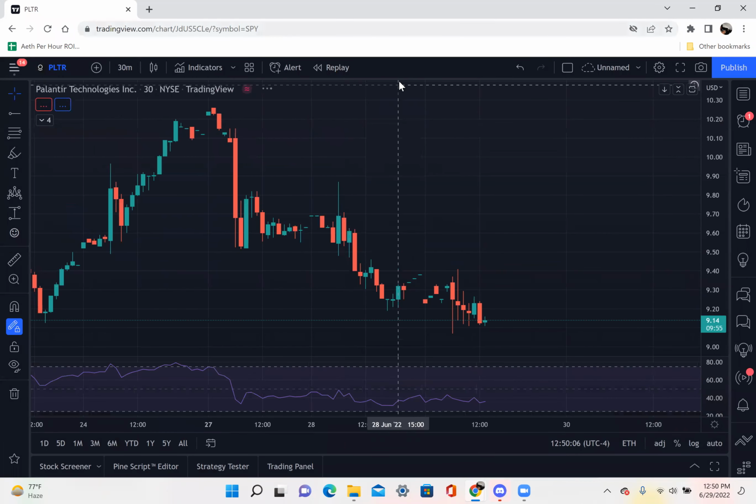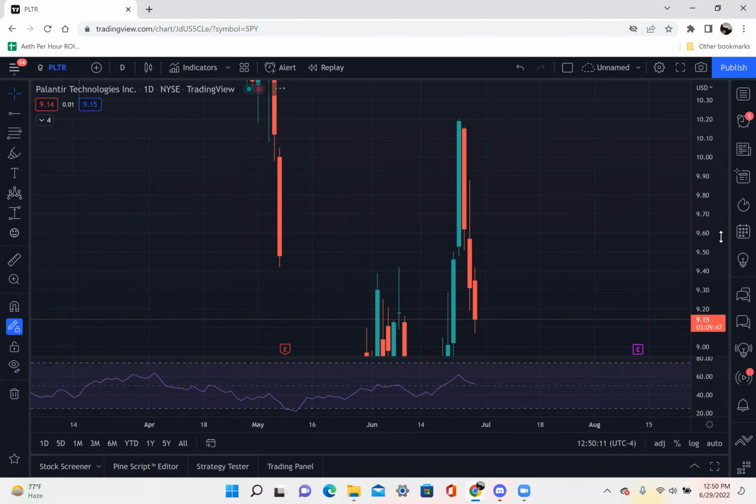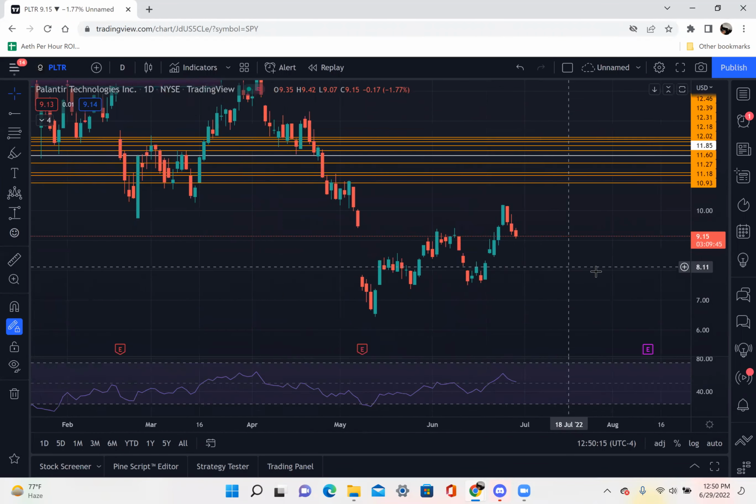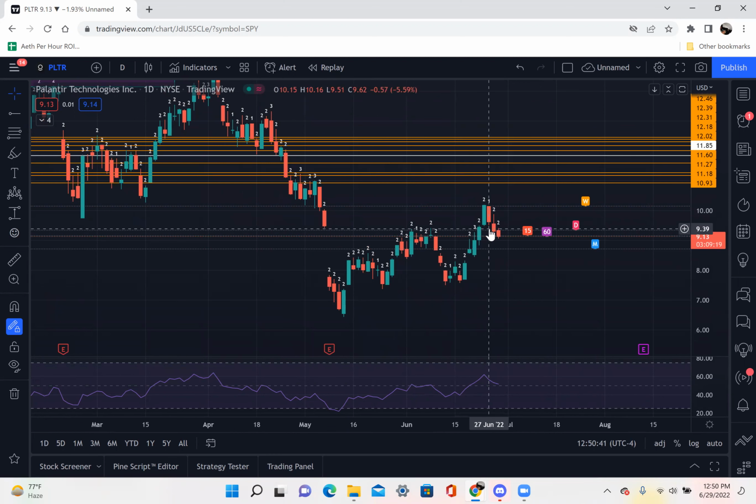So I went to the daily. It was yesterday? Yeah, I think so. And I saw a 2-1 on the daily. Yeah. So I saw a 2-1, and then yesterday I was looking to see what side it would break to, and I was going for a bullish continuation if it was above 10.16, or bearish if it was below 9.51.